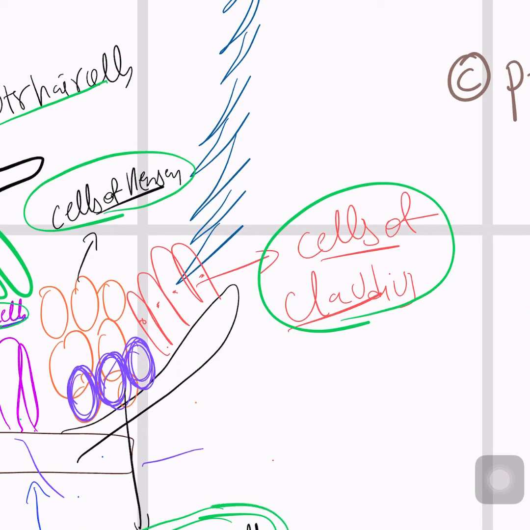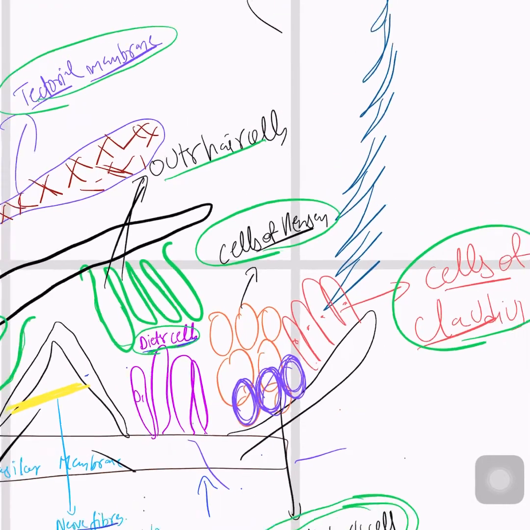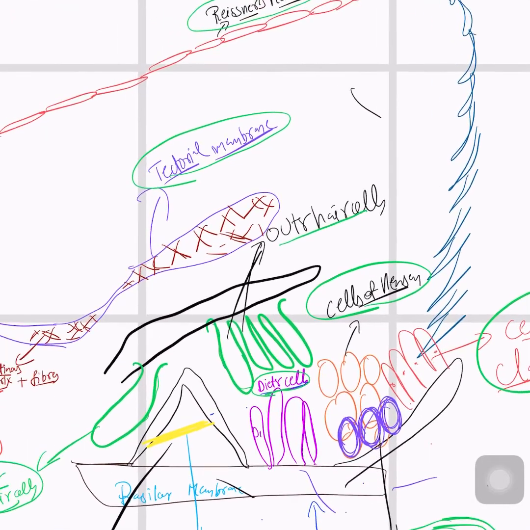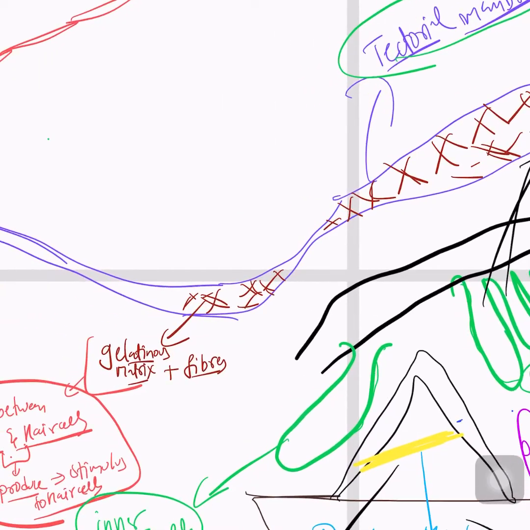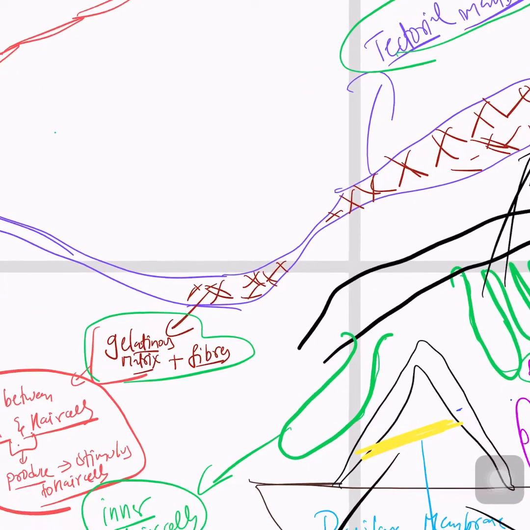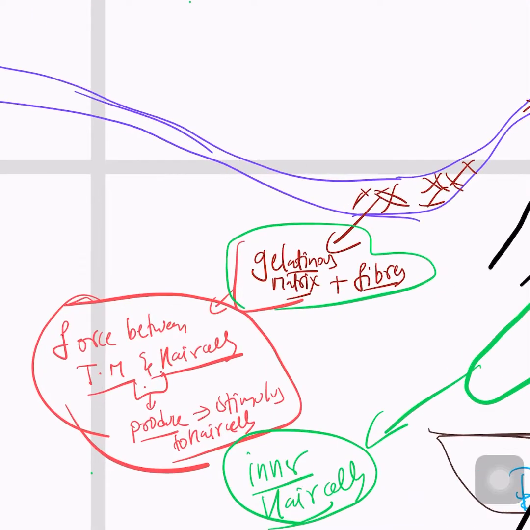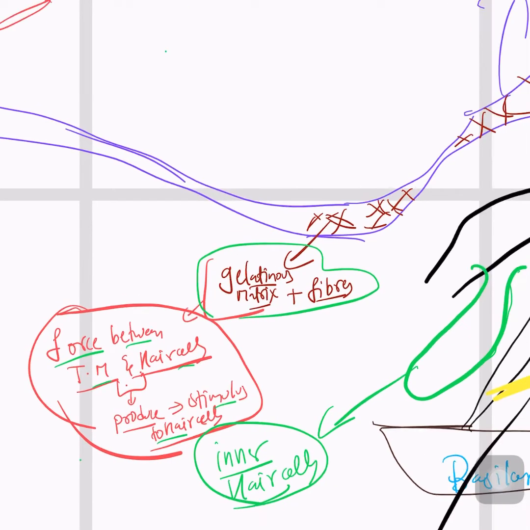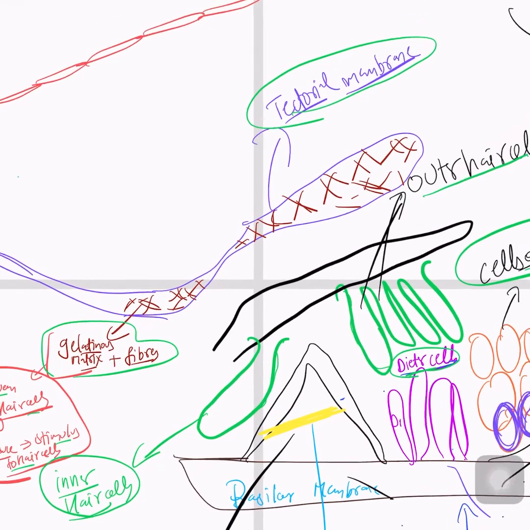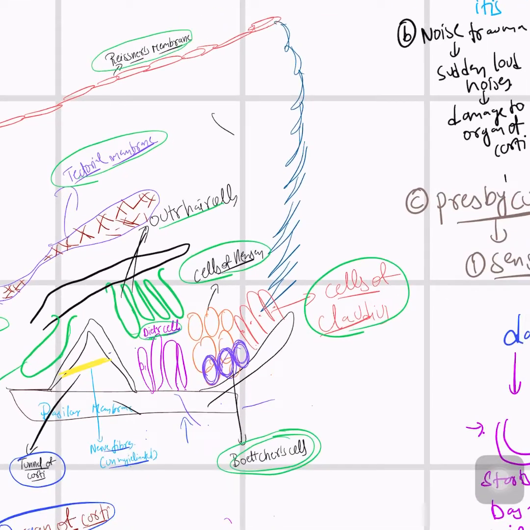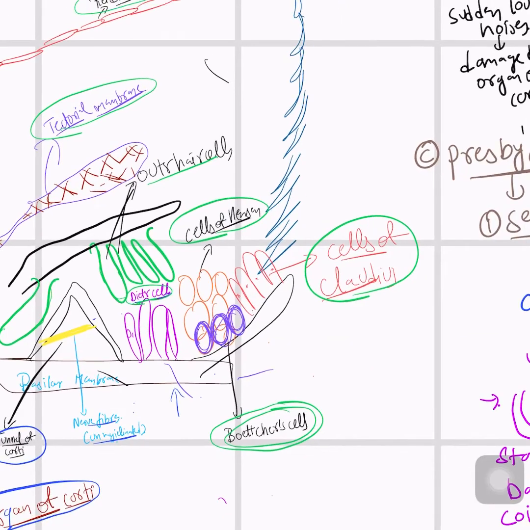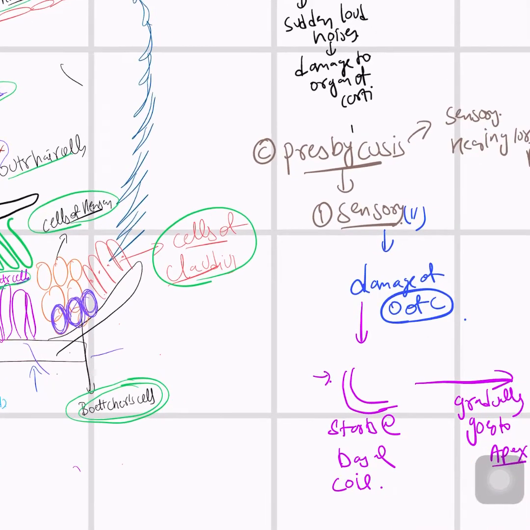Now if you were to draw the tectorial membrane, you are expected to draw a gelatinous matrix plus fibers, right? Now this force between the tectorial membrane and the hair cells produces the stimulus of hair cells. Like we know how sound is produced, don't we? That would be explained in further videos. So this is like the basic structure of it.